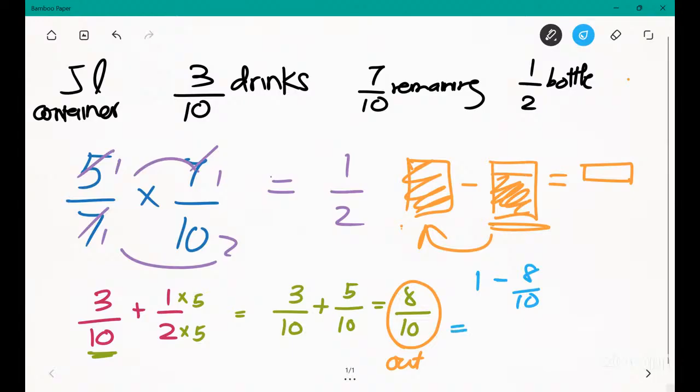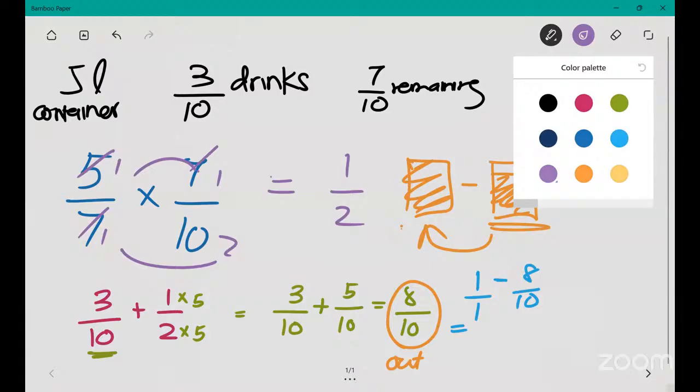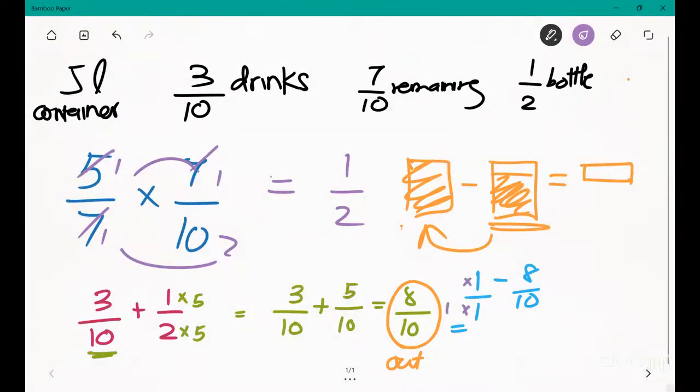So then again you can see 1, you can write it as a whole, as a fraction, and then you can multiply up and down by 10. So 10 over 10 minus 8 over 10 is equal to 2 over 10. So this is your final answer. Did everyone understand how we came to this answer over here?